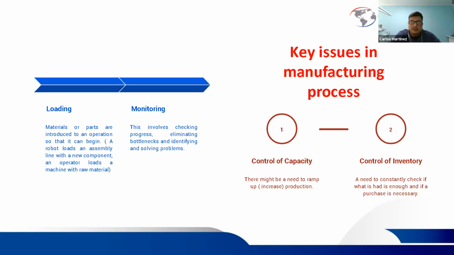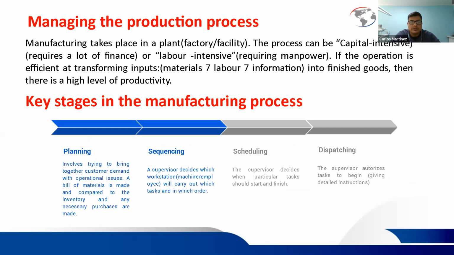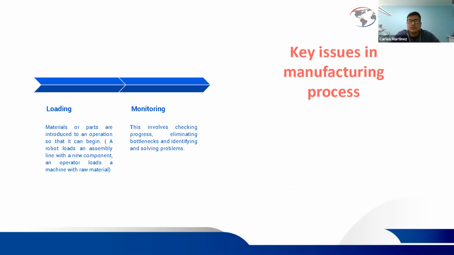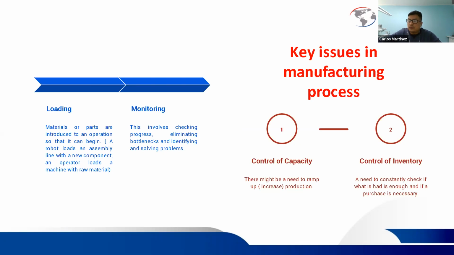Okay, so first we saw key stages in the manufacturing process: planning, sequencing, scheduling, and dispatching, as well as the loading and the monitoring. And then we saw key issues in the manufacturing process: the control of capacity and the control of inventory. Okay, these are key aspects of the manufacturing process. Very good.